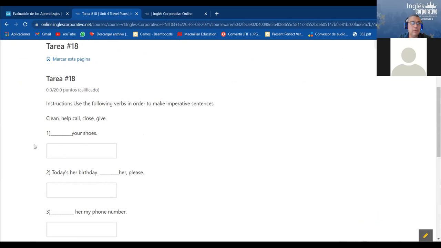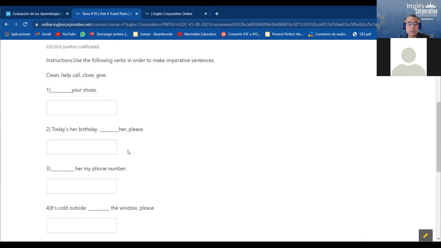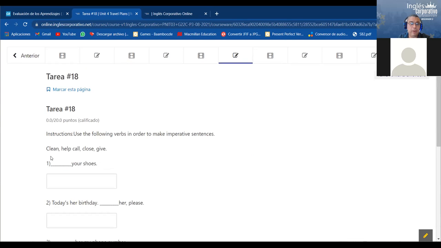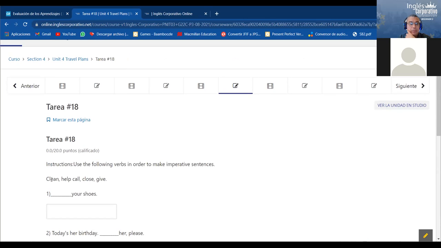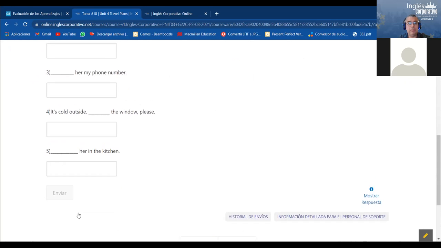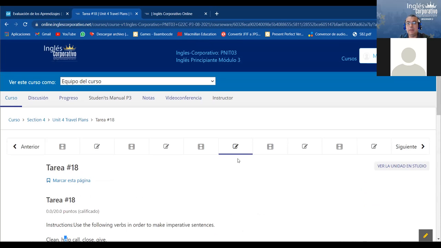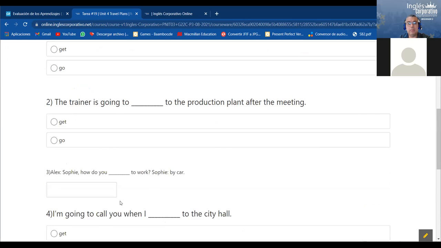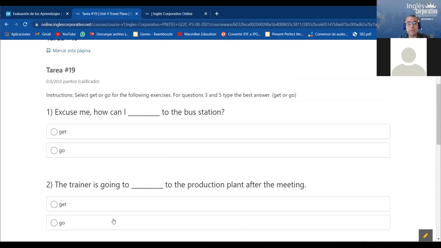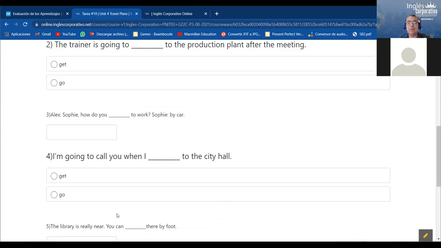Ustedes seleccionan un verbo, ¿verdad? Correcto. Y para que se haga la oración imperativa. ¿Verdad? Como una oración completa, right? Well, not complete, but okay. Imperative. Imperativa. Utiliza nomás una de estos verbos. Limpiar. Correcto. Una de estas va a ir en cada uno. Yeah. And then the number 19. Selecciona get or go. Get or go. Okay. Ahí esas nomás son 5.